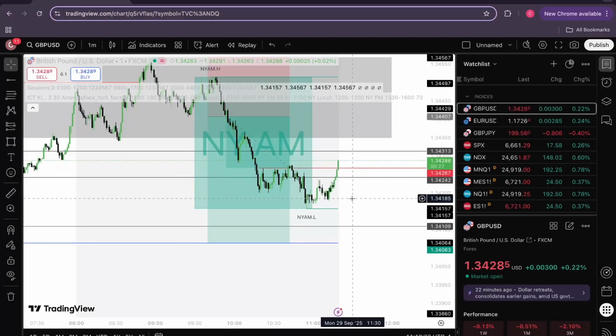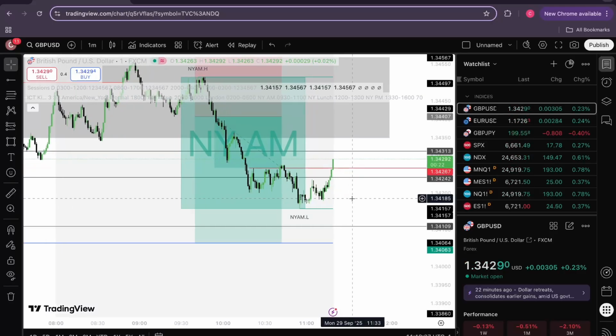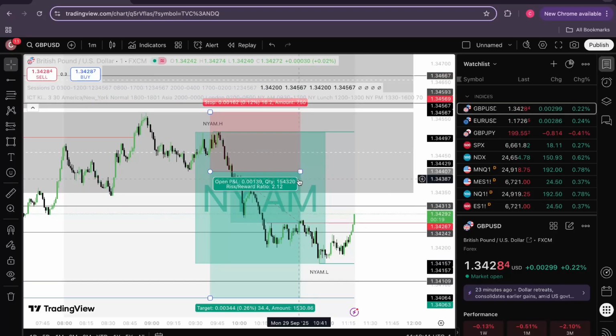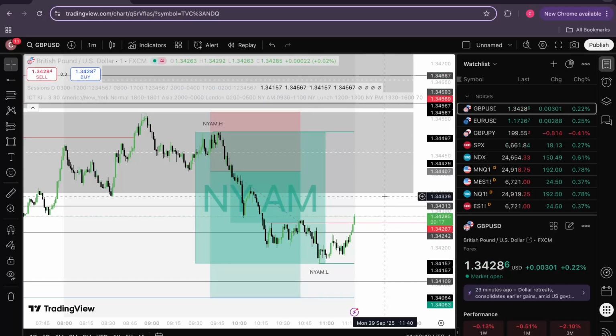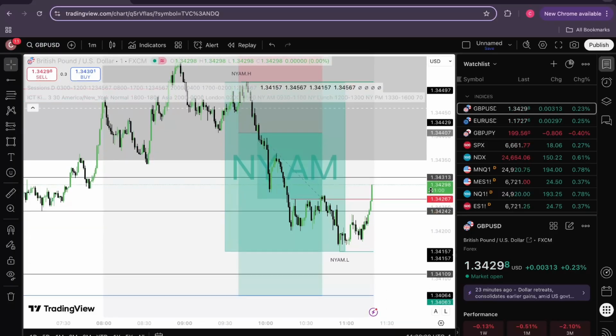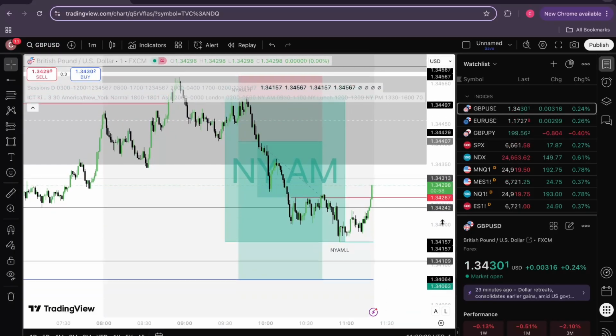But we did close the day out $158.26 in profit. So my biggest trade to date, and honestly, I think my most well executed trade up until this point. And yeah, that was the trade recap for today.